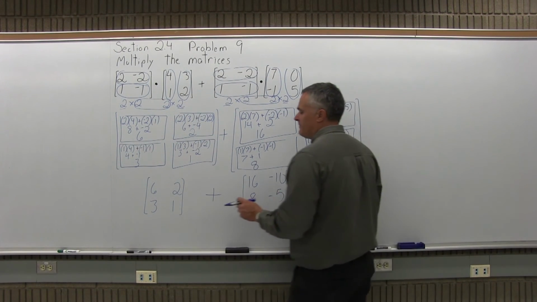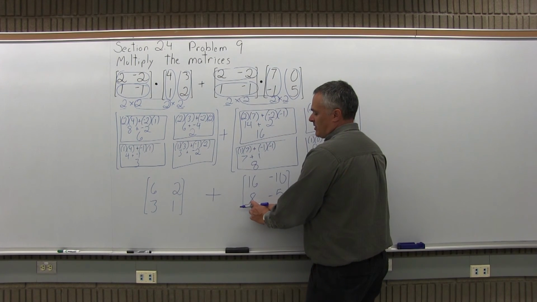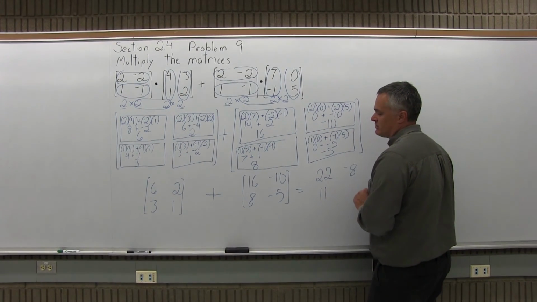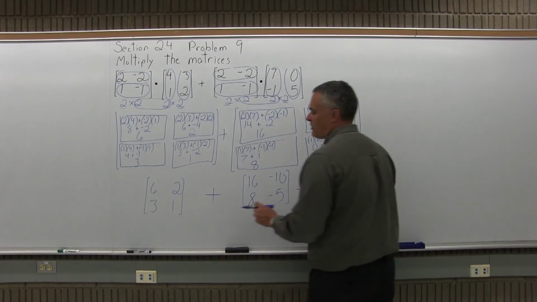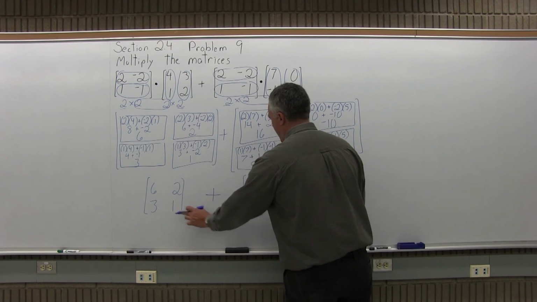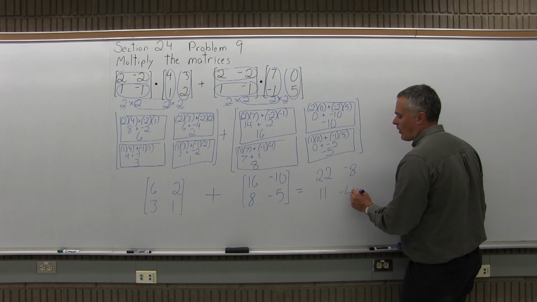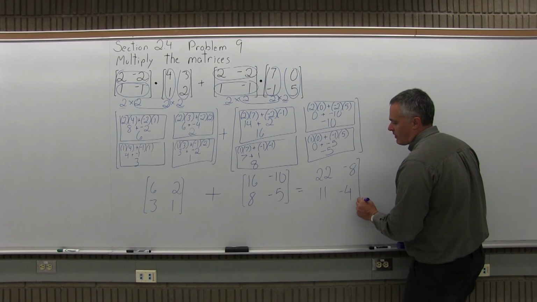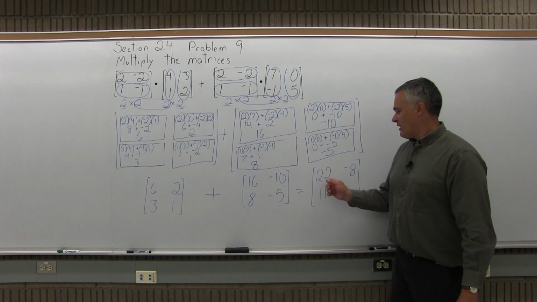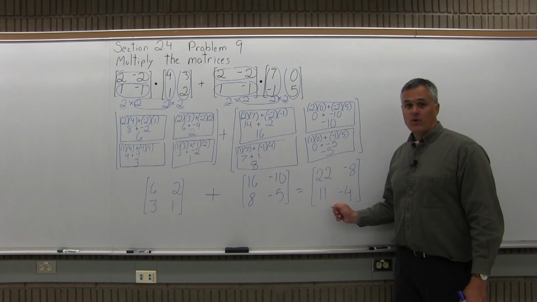And now on the bottom, I'm going to do 3 from the bottom left of the first matrix plus 8 from the bottom left of the second matrix gives me a result of 11 in the bottom left of my solution. And finally, one more spot, 1 from the bottom right of the first matrix plus a negative 5 from the bottom right of the second matrix gives me a negative 4 in the bottom right of my solution. And that is my final answer overall. A smaller matrix of 22, negative 8 in the top row, 11, negative 4 in the bottom row.